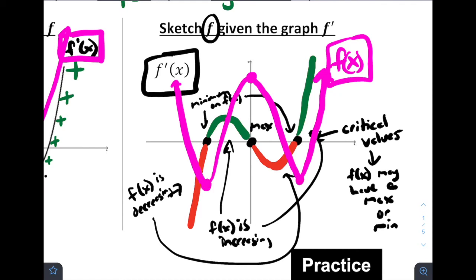If I were, for example, grading this problem, I would just be looking to see: at this x value, do you have a minimum on your graph? At this x value, do you have a maximum? At this x value, do you have a minimum? And then is your function increasing and decreasing in the appropriate intervals? Beyond that, maybe the whole graph is a little bit lower, but that is what we're looking at when we're grading problems like this.